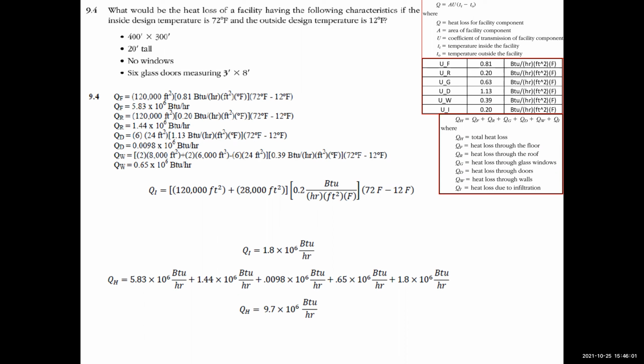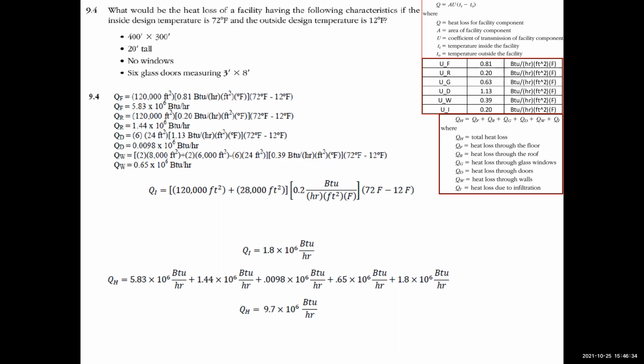So in this problem, you needed to compute the heat loss of a facility having the following characteristics: the inside design temperature is 72 degrees Fahrenheit and the outside design temperature is 12 degrees Fahrenheit. So I'm stating the dimensions. The facility has no windows and has six glass doors measuring 3 by 8.